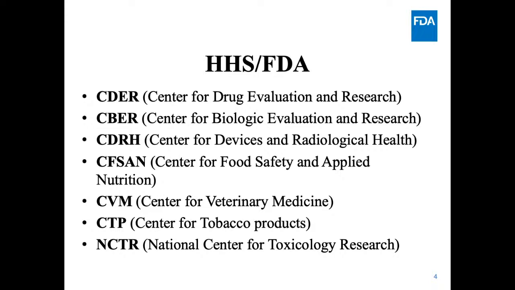So HHS, FDA. Under this FDA, there are many centers. According to their work and their culture, they are divided, like CDER, CBER, CDRH, CFSAN, CVM, CTP, and NCTR. The respective full forms are Center for Drug Evaluation and Research, Center for Biologics Evaluation and Research, Center for Devices and Radiological Health, Center for Food Safety and Applied Nutrition, Center for Veterinary Medicine, Center for Tobacco Products, and NCTR, National Center for Toxicological Research.